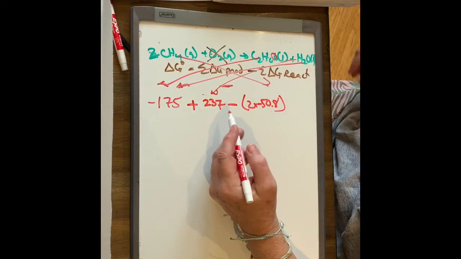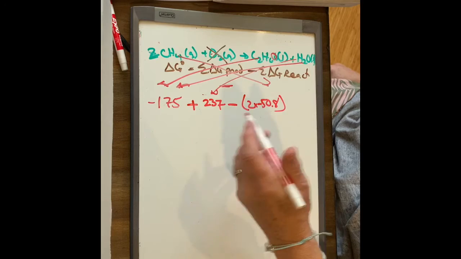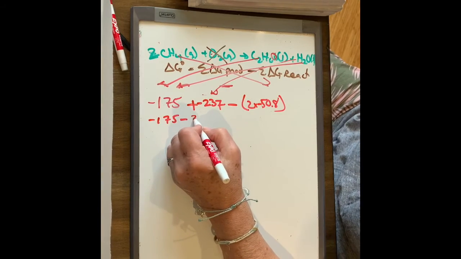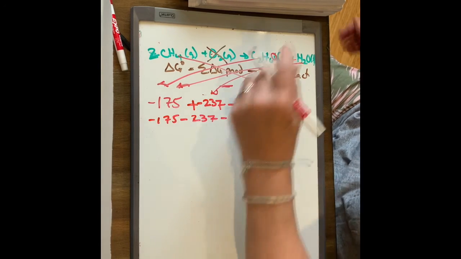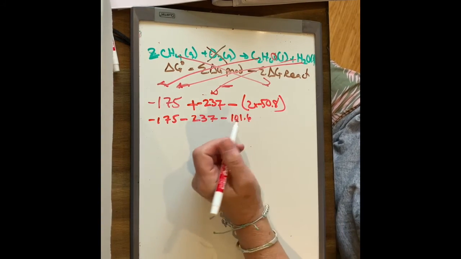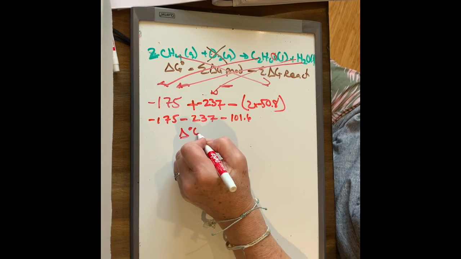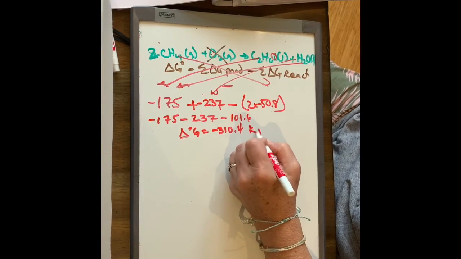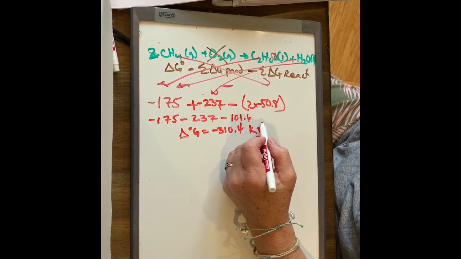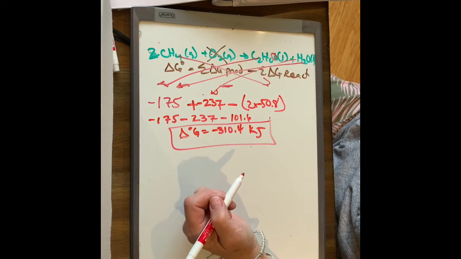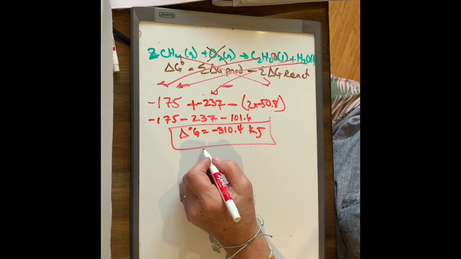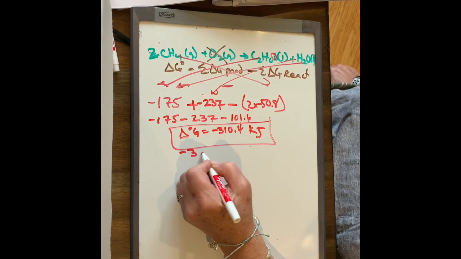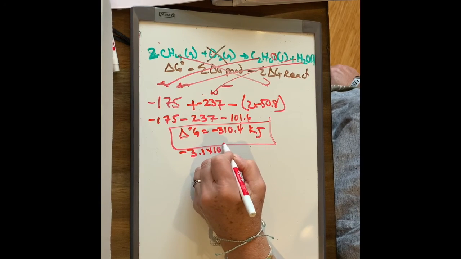So when we start multiplying it out, we get minus 175, minus 237, minus 101.6. And so delta G should be minus 310.4 kilojoules. That's your answer right there. And they also said minus 3.1 times 10 to the 2 kilojoules.